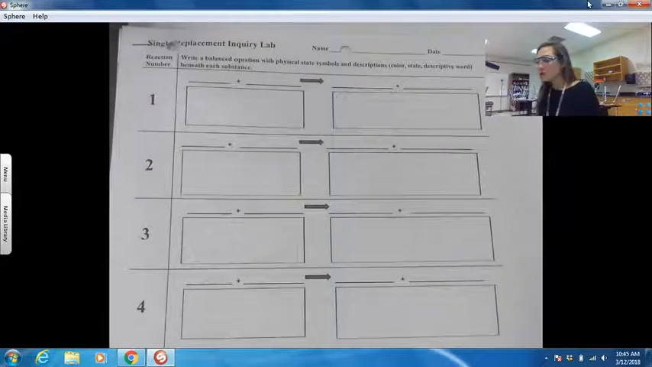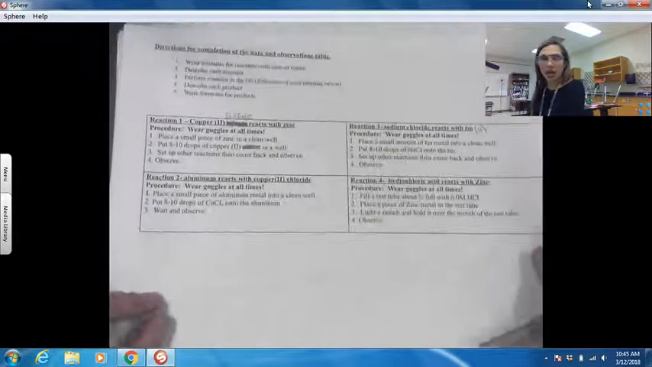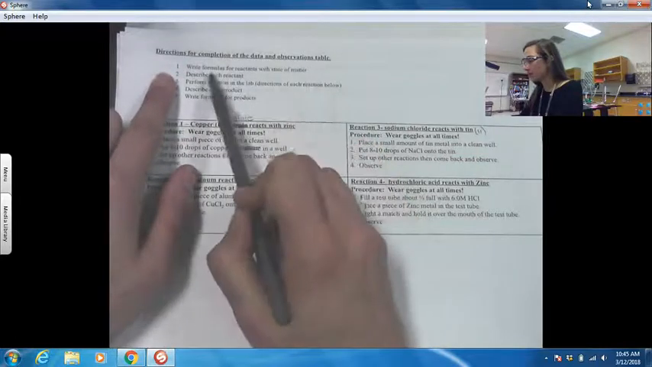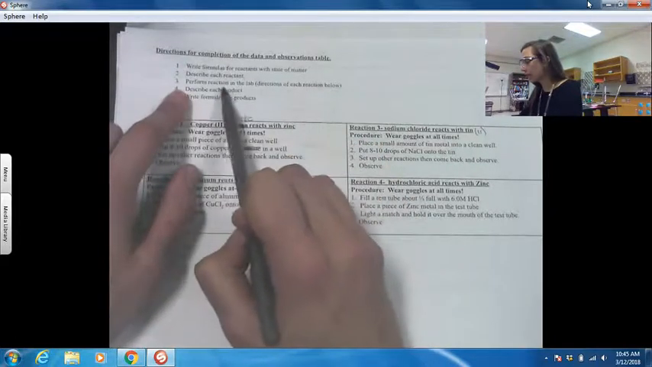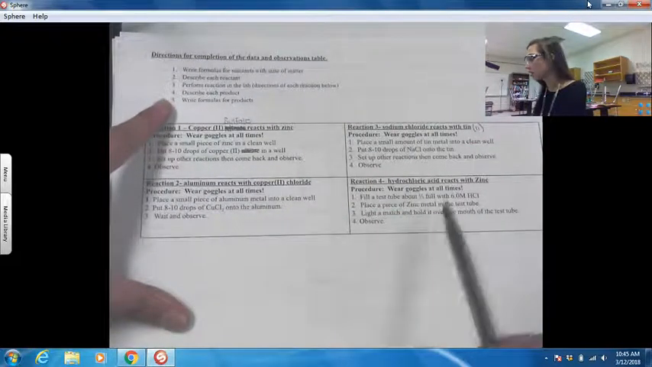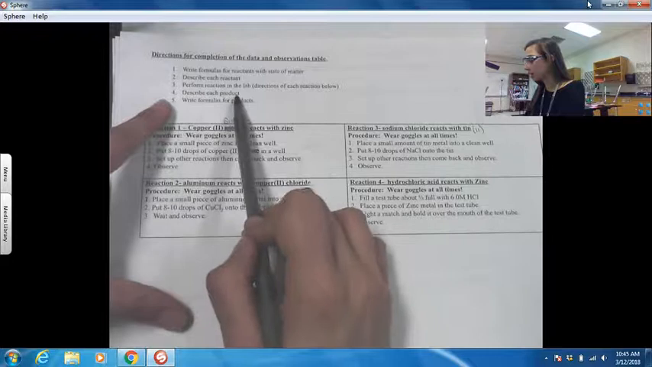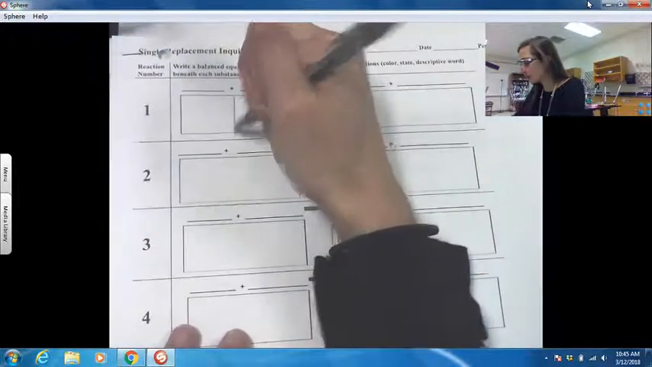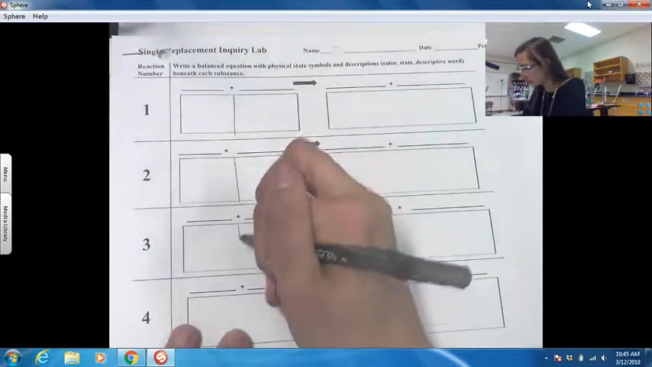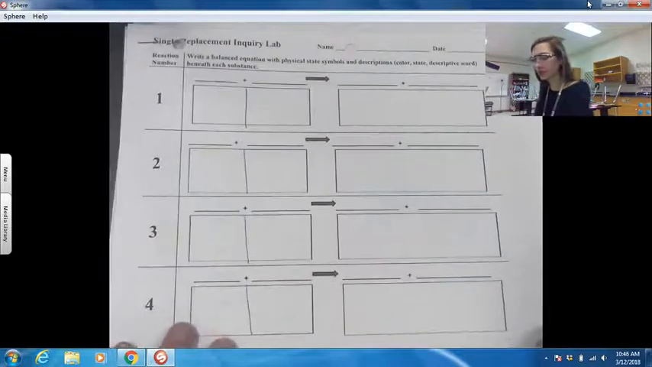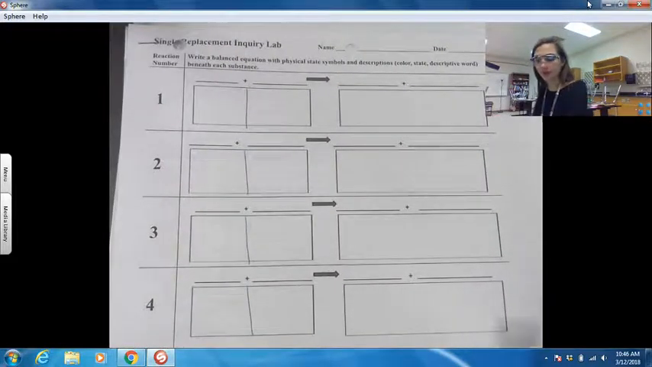reactions. So the instructions that you got were: write formulas for the reactants with states of matter, describe each reactant, then you want to actually perform the reaction following these instructions right here. Then you want to describe each product and write formulas for the products. So what I would like for you to do is first go ahead and cut these in half, just the ones on the reactant side. And what we're going to do is write the formulas for our reactants.